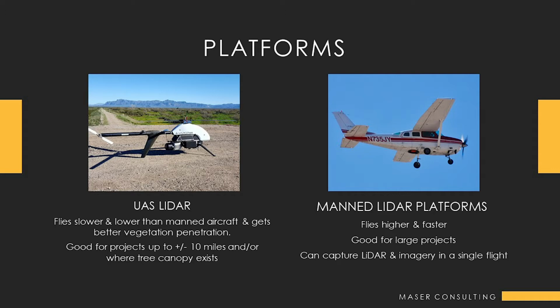The manned LiDAR platforms include the fixed-winged aircraft or rotary wing aircraft, helicopters. They tend to fly higher and faster, but they are advantageous in the sense that they can cover more ground, so they're better for larger projects. And they can carry the heavy LiDAR sensor and RGB, or just a regular camera, at the same time, so they can dual collect the LiDAR and photo data all at once.